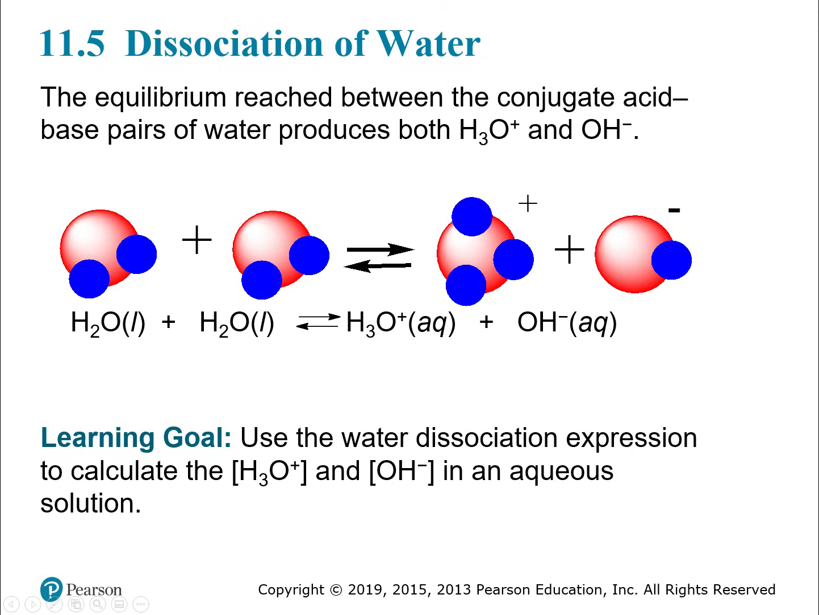We talked about acids and bases dissociating, but you'll notice that we were talking about hydronium and hydroxide. Where did those come from? They come from the dissociation of water. Water will produce hydronium and hydroxide in small concentrations, and it'll be in equilibrium. So we're going to learn how to write the water dissociation expression and how to do some calculations with those ion concentrations.